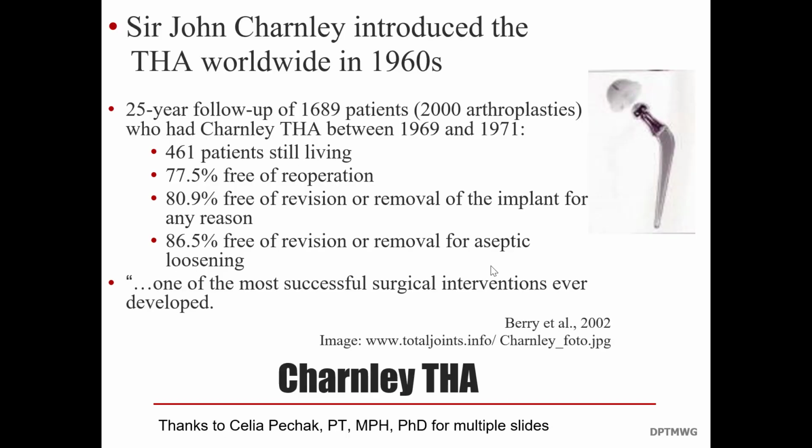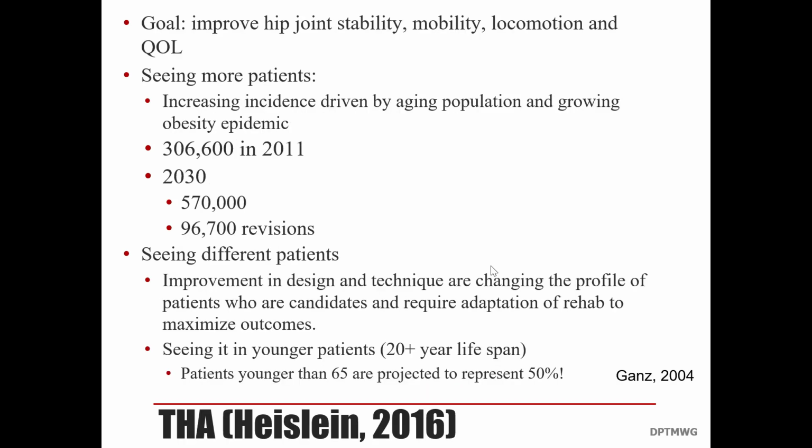Moving to total hip arthroplasty, we see the first introduction in the 1960s, with the outcome being one of the most successful surgical interventions ever developed. The goal of total hip arthroplasty is to improve hip joint stability, mobility, locomotion, and patients' quality of life. We are seeing more and more patients receiving this intervention due to the aging population and obesity epidemic, with an expected 570,000 initial surgeries to be performed by 2030.